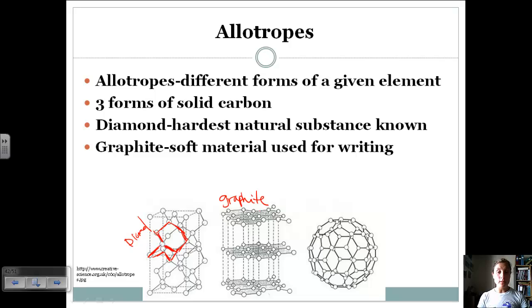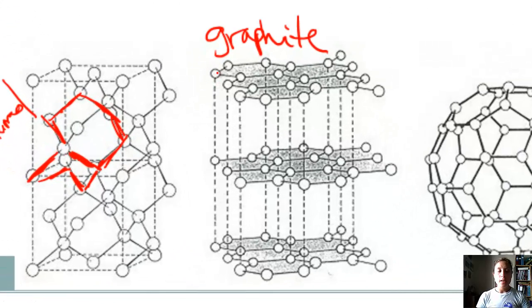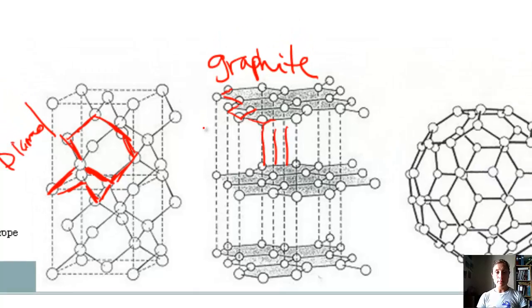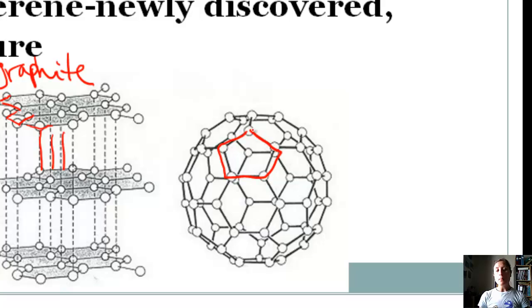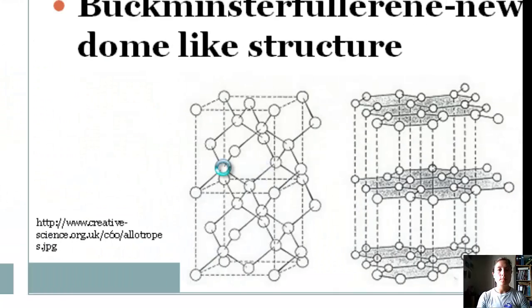Then we have graphite, which you guys probably use all the time. It's also known as pencil lead. As you can see here, we've got this crystalline structure again, but then they're bonded in thin sheets, and those sheets can slide over one another, which is why graphite works really well for your pencil, because it can slide on the paper. Buckminsterfullerene is a newly discovered allotrope of carbon. Again, it's got that crystalline structure, but this time it's bonded in a ball or a sphere. I'm not sure of all the uses of that one.